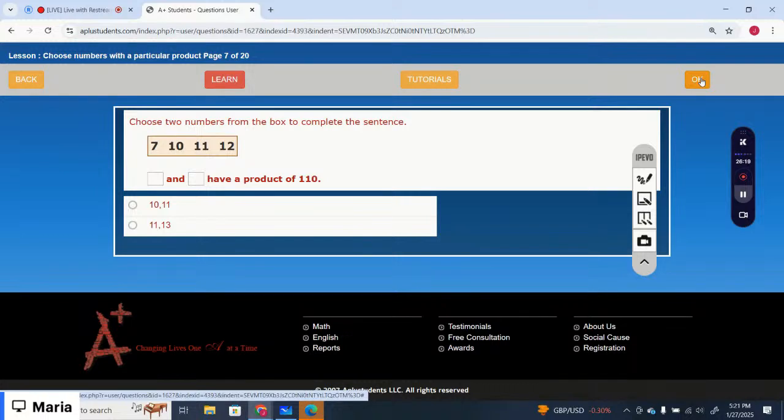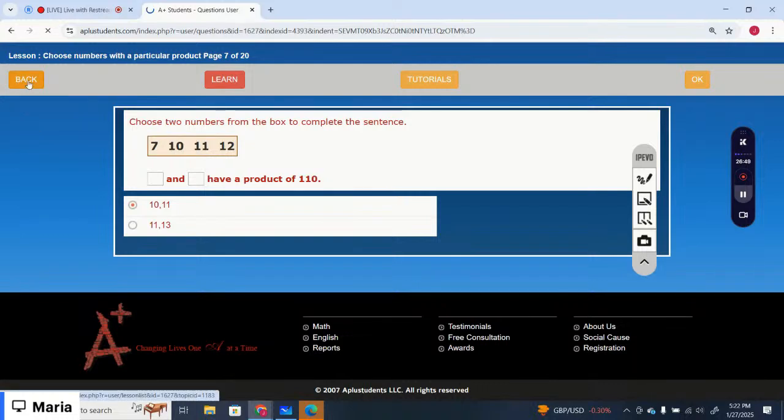Choose two numbers from the box to complete the sentence. Which two numbers have the product of 110? The correct option is 11 times 10, that is 110.